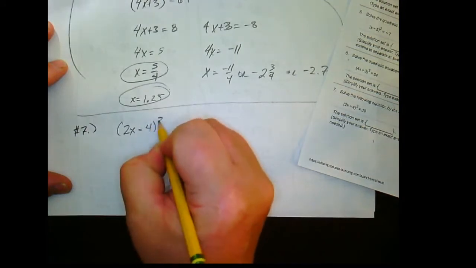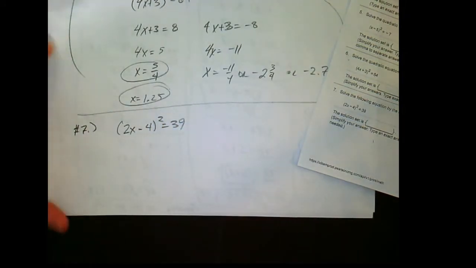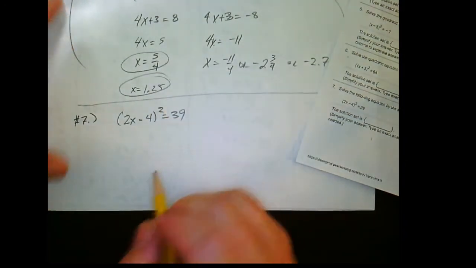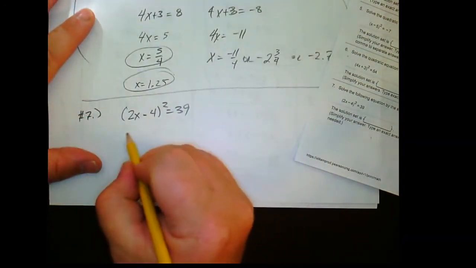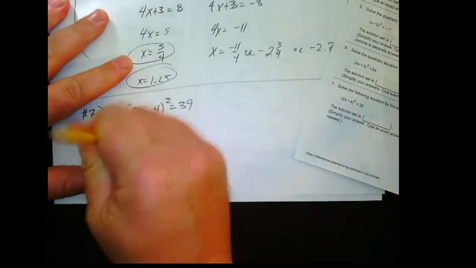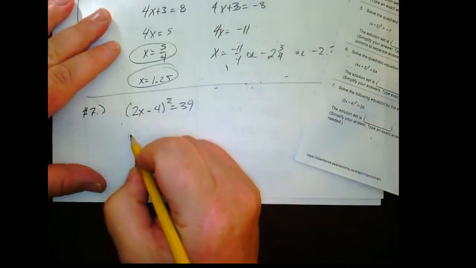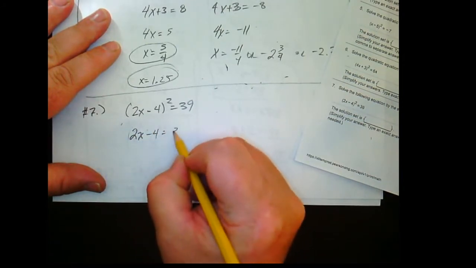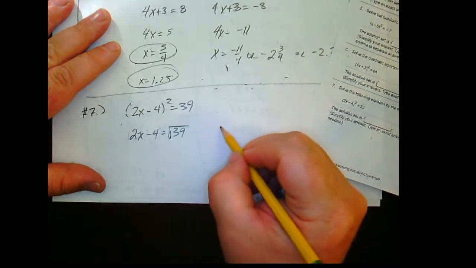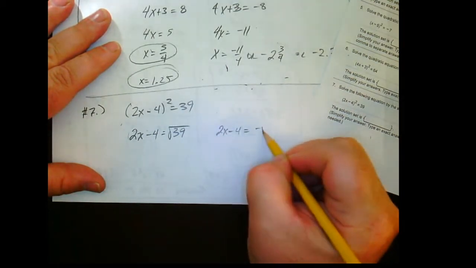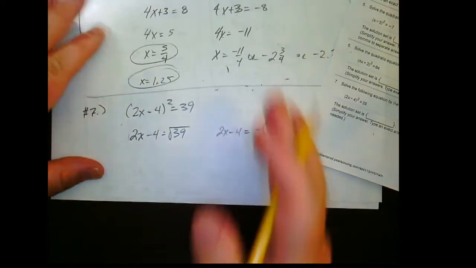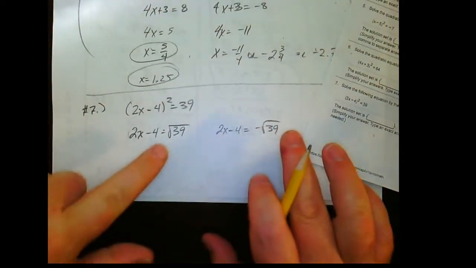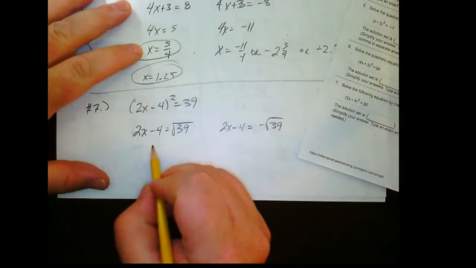And number 7 says 2x minus 4 squared equals 39, and once again, using radicals and i as needed. So there is no i in this one. We're going to take the square root of both sides. We're going to have the square root of 39, exact answer. So 2x minus 4 equals plus the square root of 39, or 2x minus 4 equals minus the square root of 39. Now 39 is 13 times 3, and 3 is prime, 13 is prime, so we actually cannot simplify this square root.